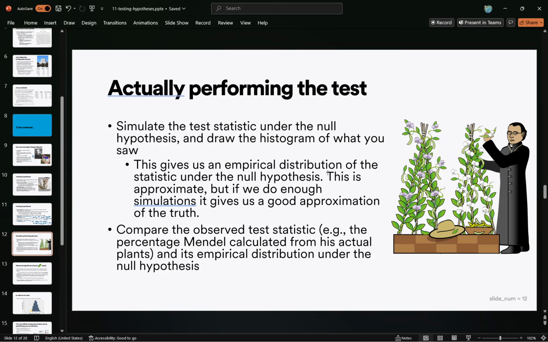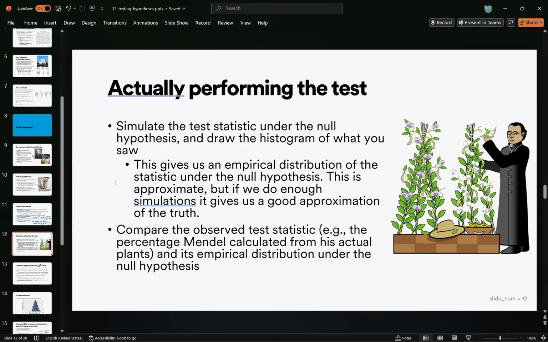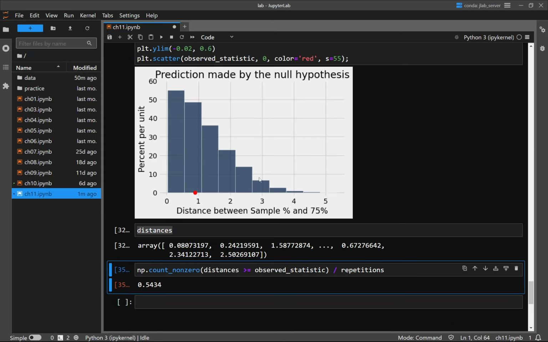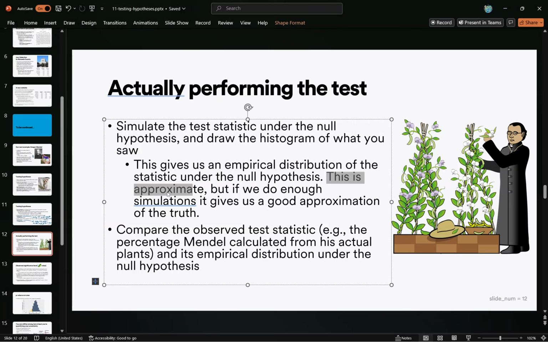So that gives us an empirical distribution, because we're performing an experiment, of the statistic we care about, which is this one, that number that we've decided on. You could have picked a different one as long as you're consistent. And this is always approximate because every time we rerun a simulation we get a different value. It's never the same. It's randomness. But if we do enough of those, it'll give us a good approximation of what would have happened in the real world if it really was that 75%, 25% split.